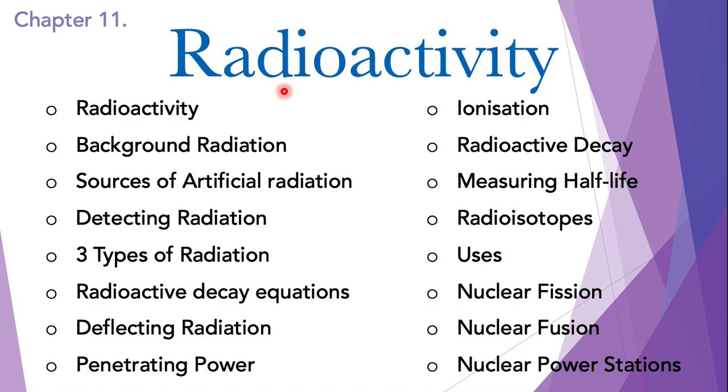All the different topics we read in this chapter, starting with radioactivity, what background radiation was, the sources of some artificial radiation, how we can detect radiation, the 3 different types of radiation, alpha, beta, and gamma, radioactive decay equations, deflecting radiation and the penetrating power of the 3 radiations, also the ionization of the 3 radiations, radioactive decay, how we can measure the half-life, and also radioisotopes and their uses, including half-life and dating, radiocarbon dating. Then we understood nuclear fission, nuclear fusion, and nuclear power stations.